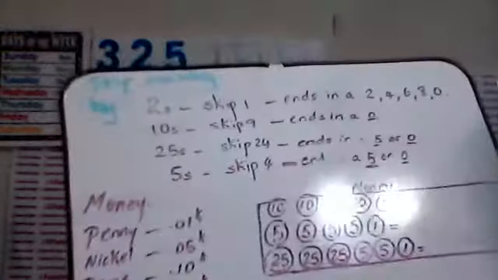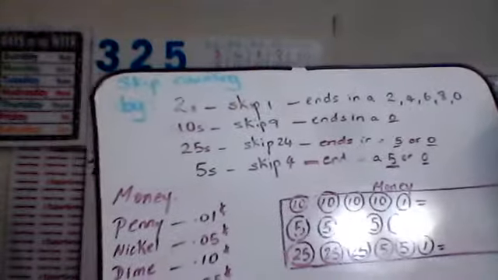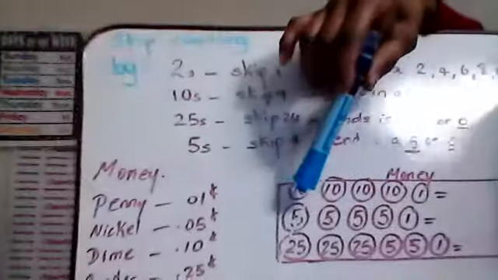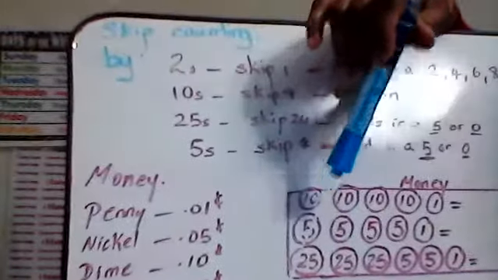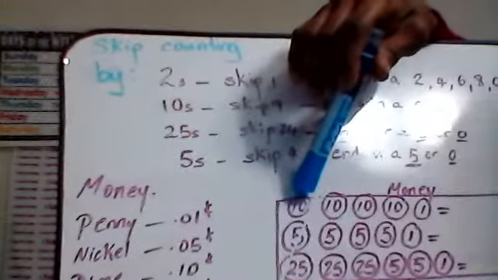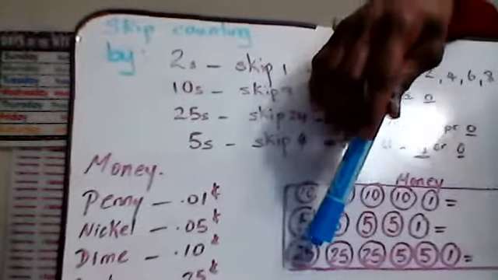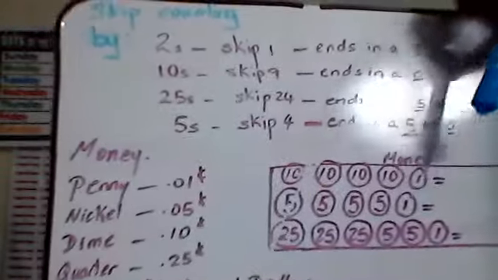Now we're going to look at some money. So now that we know how to count by tens, by fives, and by 25s, we are going to look at some money here. So everything that I've written here, these little numbers in these little circles, they represent coins. So that's 10 for 10 cents, that's 5 for 5 cents, that is 25 for 25 cents, and that's 1 for 1 cent.